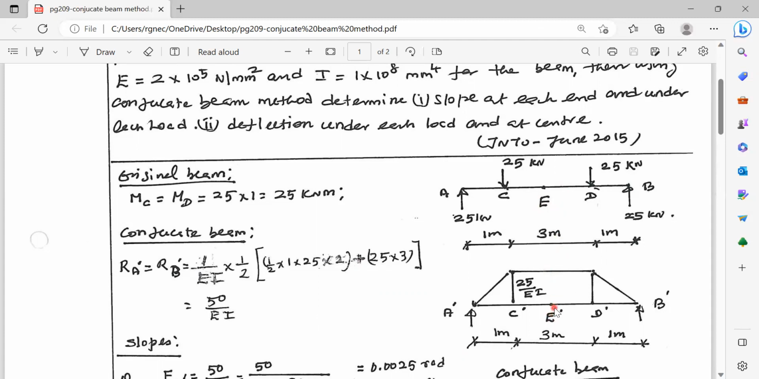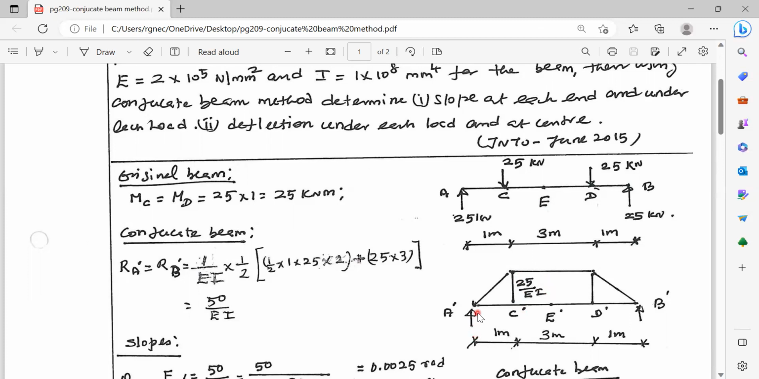When you call it bending moment at E dash, it has three components. One is due to RA, which is acting upward. The other one is the triangular load. Then you have half of this rectangle. 25 by EI is the ordinate and 1.5 meter is the width. This is the half of this rectangle.